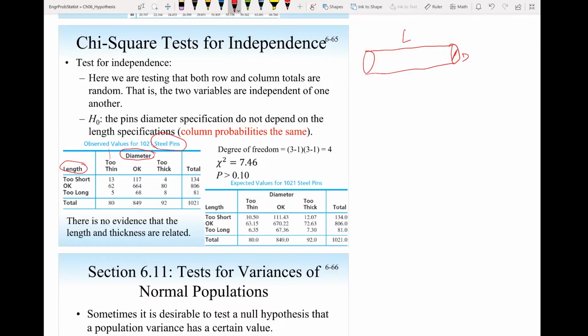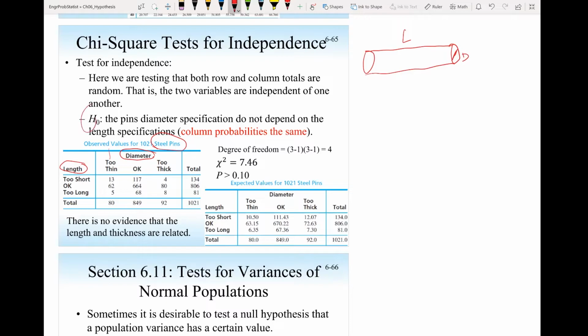And we want to know, is there a relationship between length and diameter? That means if the machine makes the length too short, does it make the diameter too thick? Or if the machine makes it too long, does it make the diameter too thin? Or are they independent? If the length came too short, the pin could be too thin with the same probability as okay or too thick. That's what we are trying to test.